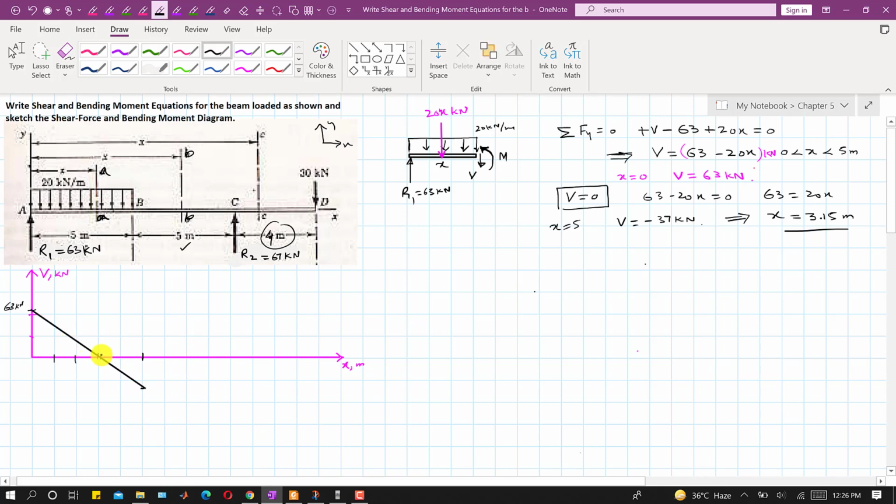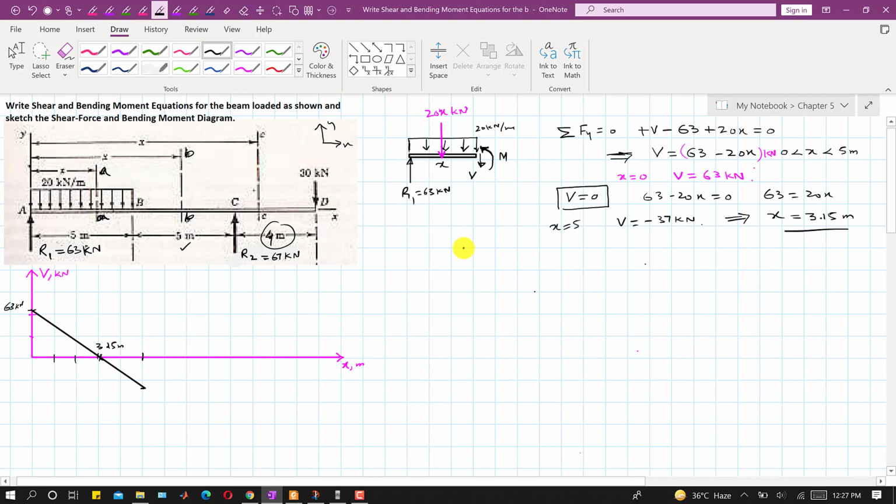And remember that this point is at 3.15 meters, right? So from x equal to 0 until x equal to 5 meters, this is the shear force distribution along the length of this loaded beam.